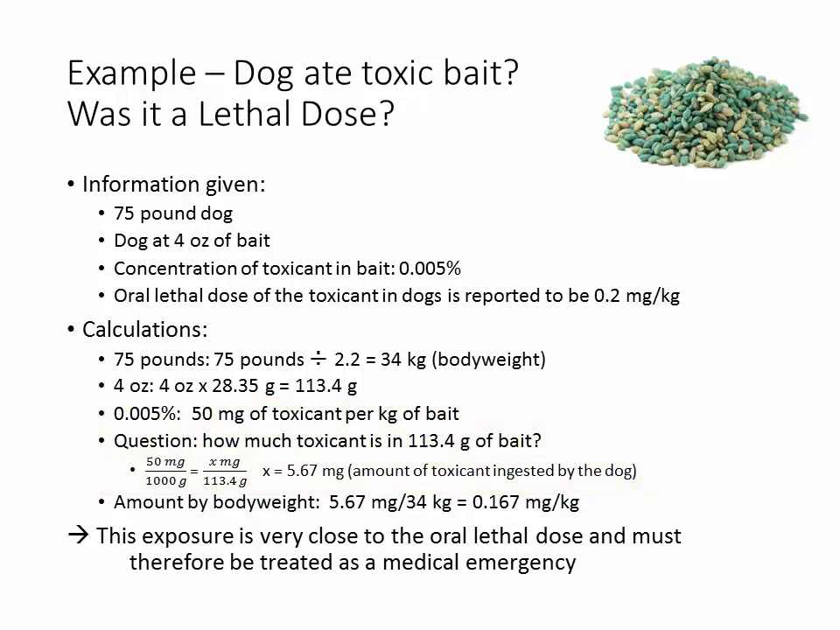The last step in this assessment is the exposure expressed in milligram toxicant per kilogram body weight. The dog weighs 34 kilograms. Thus, the exposure is 0.167 milligram per kilogram body weight. This result is close to the reported oral lethal dose of 0.2 mg per kg. Thus, the exposure must be treated as a medical emergency.